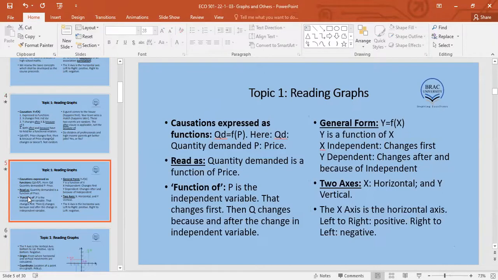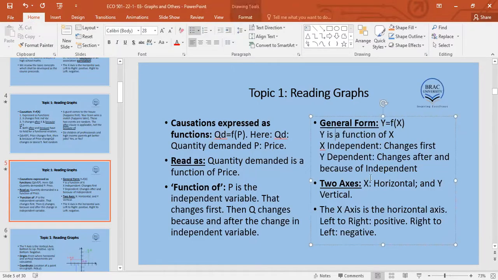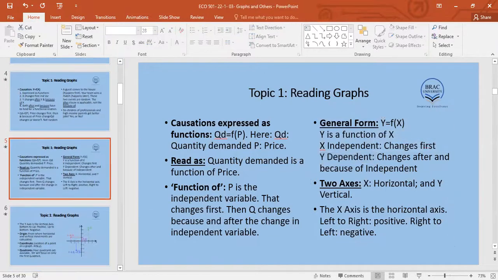আচ্ছা, causations are expressed as functions. এগুলি আমরা already করে ফেলছি. Function of means that quantity is a function of price, etc. আচ্ছা জেনারেল ফর্মটা হচ্ছে এটা, this is the mathematical form. এইখানে হচ্ছে এই যে x is the independent variable, y is the dependent variable if we write it functionally. But when we present this in a graph, then the problem হচ্ছে আমাদের mathematics convention কোনটা, economics convention কোনটা, সেটা আমরা একটু পরে we'll get into that.